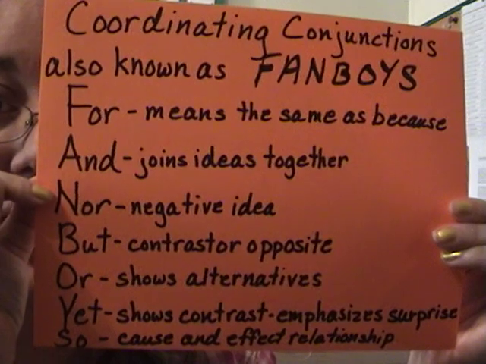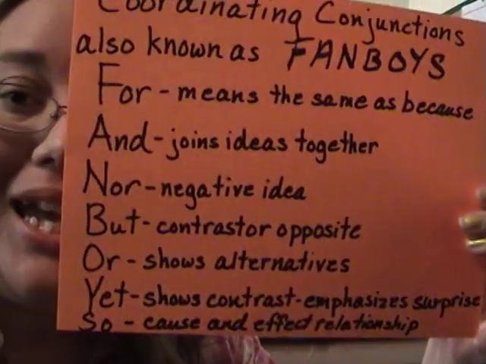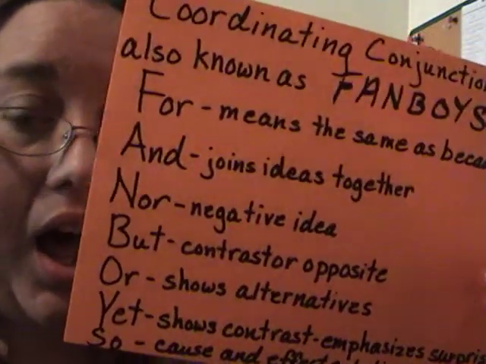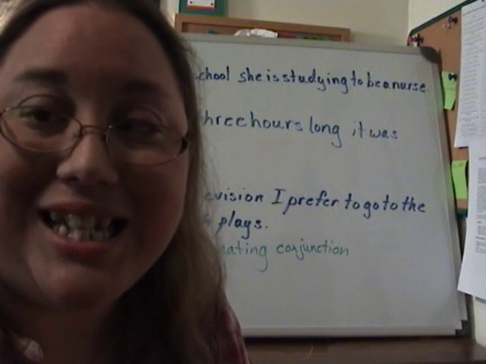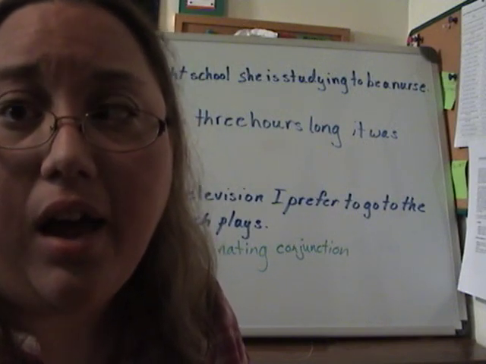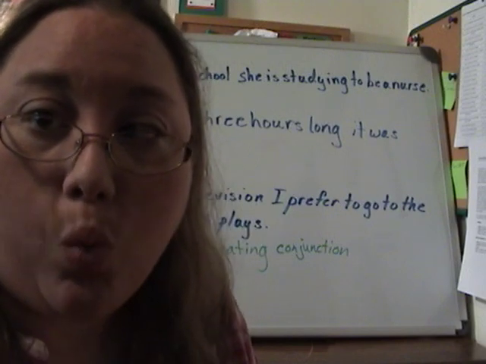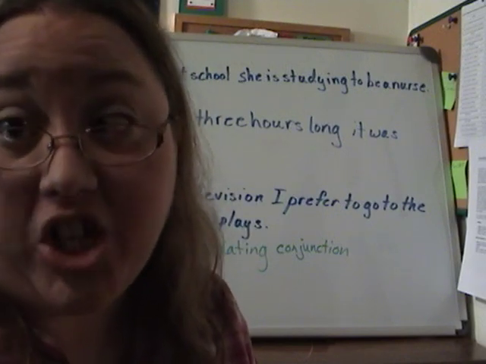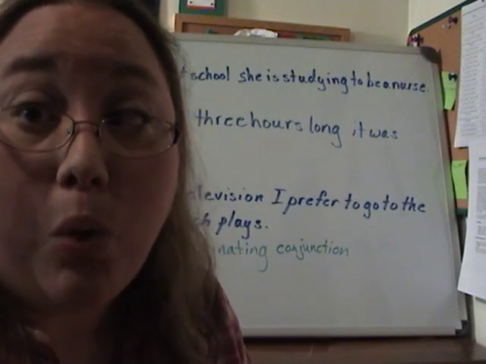Nor is also a coordinating conjunction that's not very widely used, but it is used to show negative ideas. The one thing about nor is you often have to invert the second idea. She will not do her homework, nor will she do her project. Okay, notice how she will not do her homework.